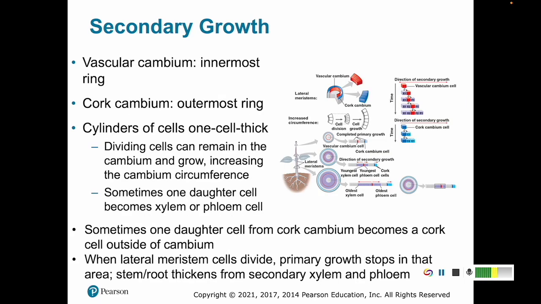Secondary growth occurs through the vascular cambium, the innermost ring, and the cork cambium, the outermost ring. The cylinders of cells are one cell thick, and the dividing cells can remain in the cambium and grow to increase the circumference of the cambium. Sometimes one daughter cell will become a xylem cell or a phloem cell. Sometimes one daughter cell from the cork cambium will become a cork cell outside of the cambium. And when lateral meristems divide, primary growth stops in that area, and the stems and roots thicken from the secondary xylem and phloem. Take your time and make sure you're going through everything in this image.